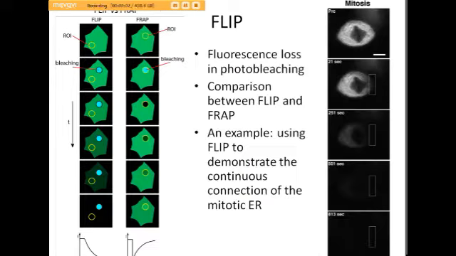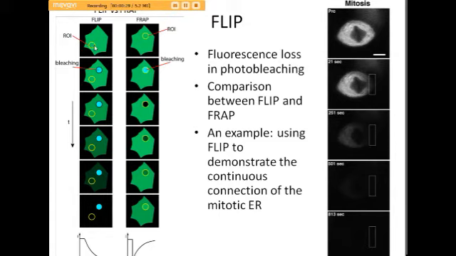Now let's look at FLIP. FLIP stands for fluorescence loss in photobleaching. It is very helpful if we can place FLIP and FRAP side by side for comparison. Here is a FLIP, and here is a FRAP. This is a fluorescent cell, labeled by a green fluorophore, for example, a GFP-tagged protein.